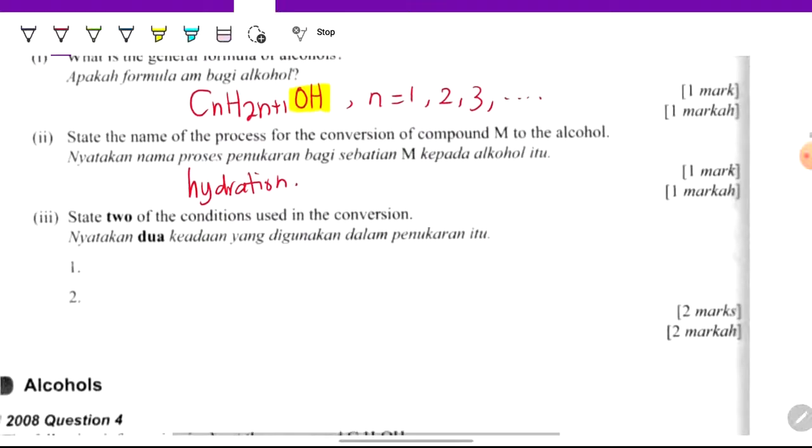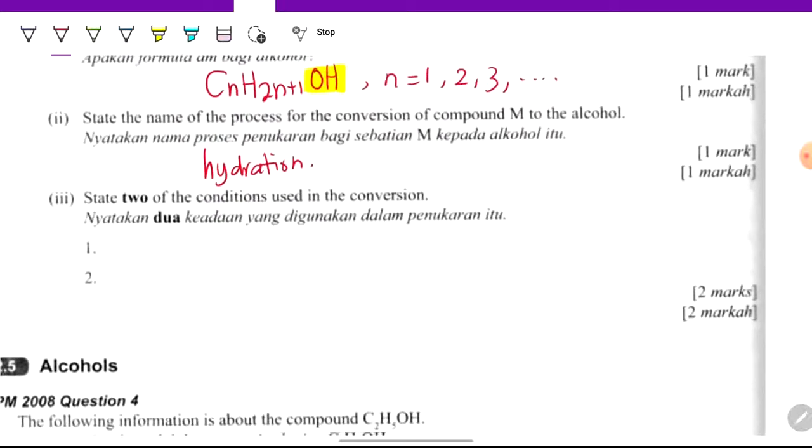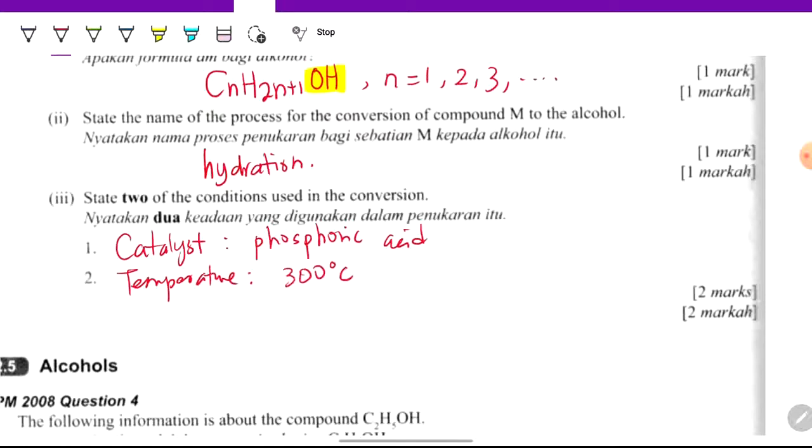So two conditions for the conversion. Number one, we know that it needs a catalyst, which is phosphoric acid. And the temperature is 300 degrees Celsius. Actually, another one is the pressure, which is 60 atmospheric pressure. So any two of these conditions you get 2 marks.